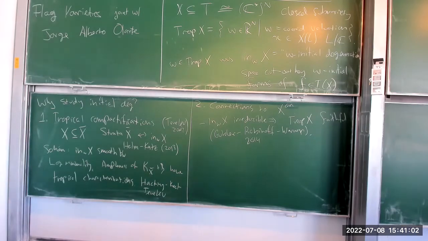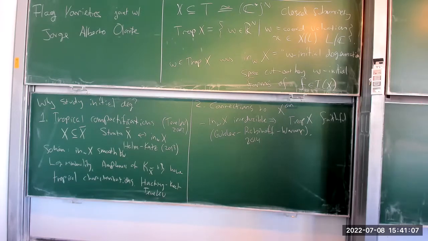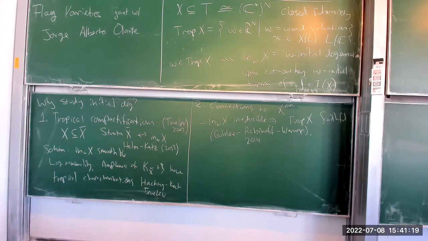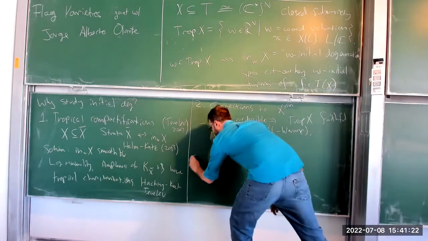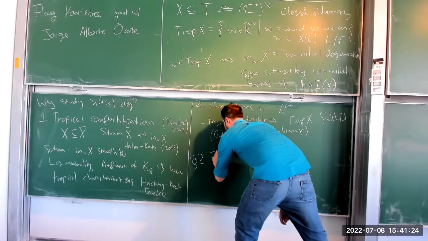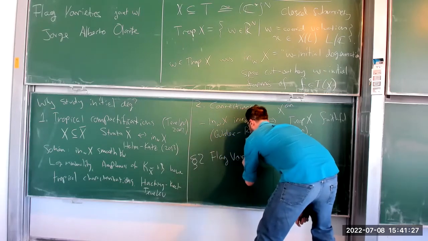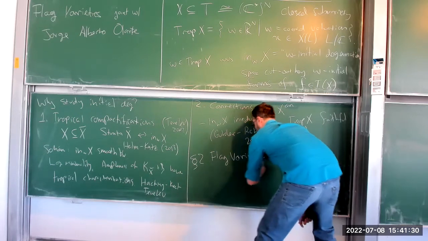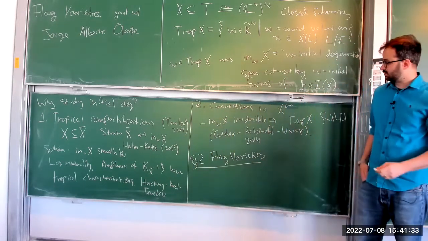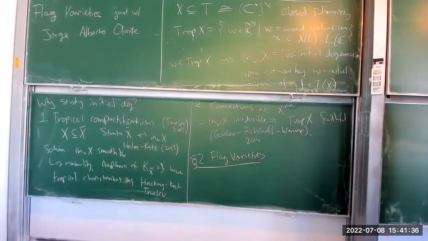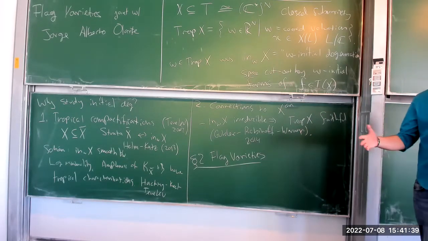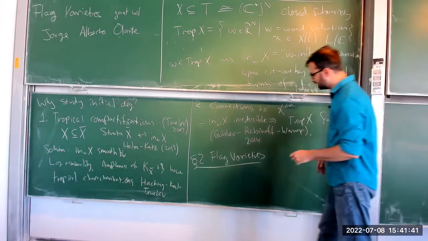Cool. So the focus today, of course, will be understanding the initial degenerations of a particular class of varieties called the flag variety. Strictly speaking, we'll be working with the type A flag varieties. This will be the generalization of your ordinary Grassmannian, right?